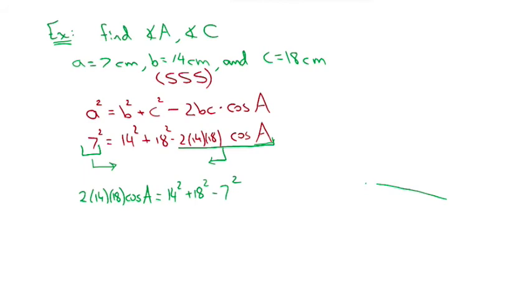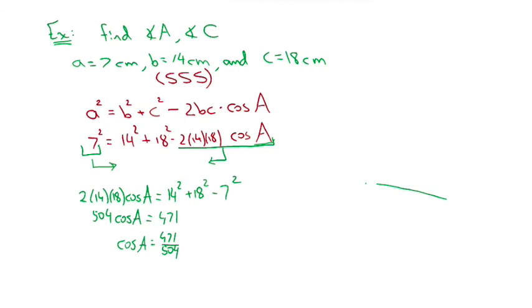Find out what the right side is first. So what's 2 times 14 times 18? If you want to let your calculator do all the work, it's 504, but you could just move the pieces around. What's 14 squared plus 18 squared minus 7 squared? 471. So then you move it over and you get cosine of A is equal to 471 divided by 504.